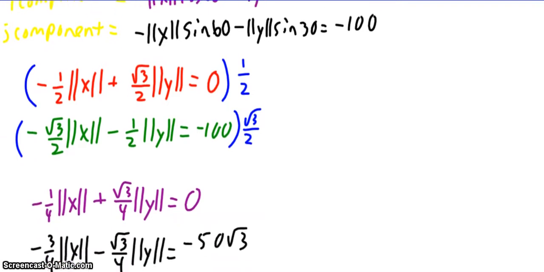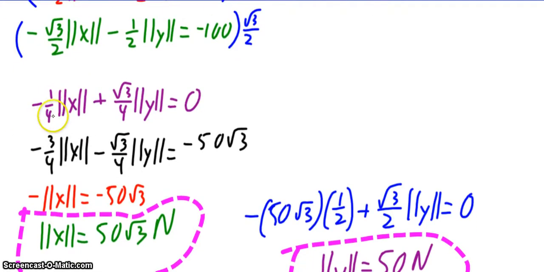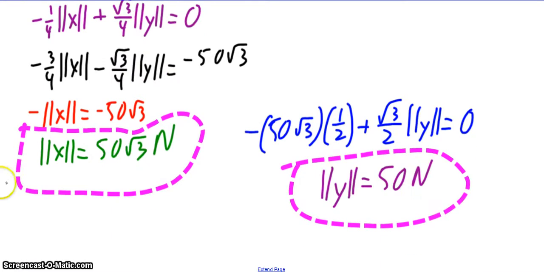So now I did elimination. So I multiplied the top equation by 1/2. I multiplied the bottom equation by root 3 over 2. So now I end up with negative 1/4 magnitude of X plus root 3 over 4 magnitude of Y equals 0. Negative 3/4 magnitude of X minus root 3 over 4 magnitude of Y equals negative 50 root 3. Add the equations together and the magnitude of Y's go away. And so I'm left with negative magnitude X equals negative 50 root 3. Therefore the magnitude of X is 50 root 3.